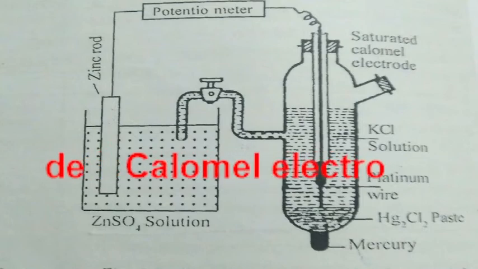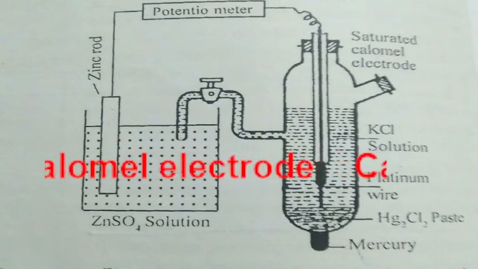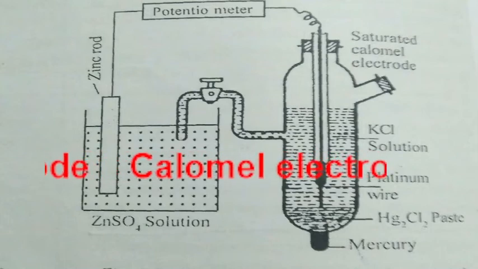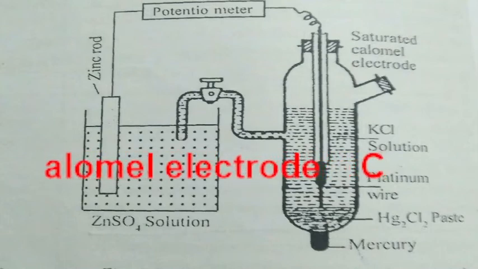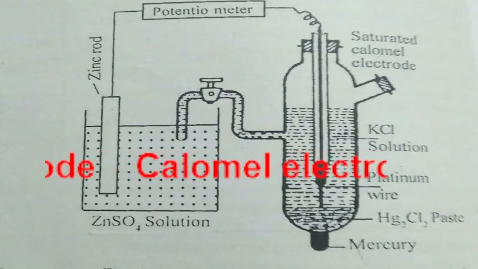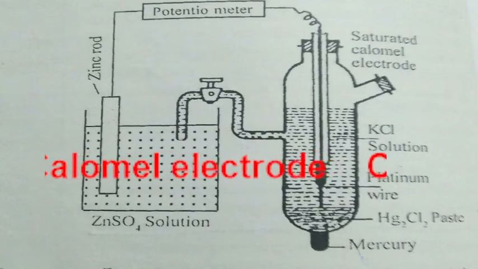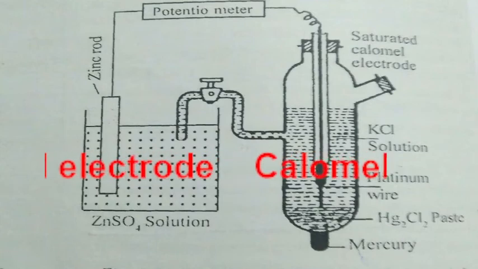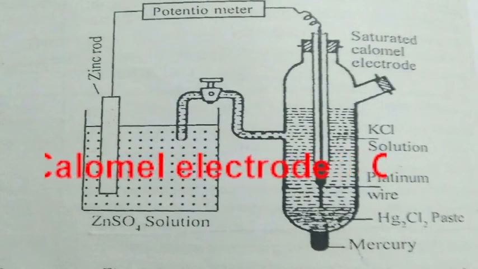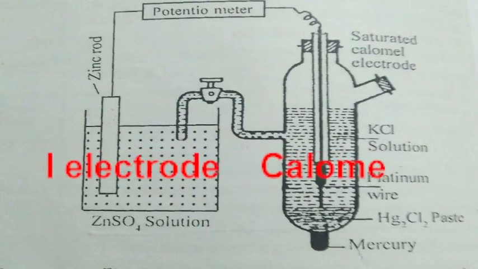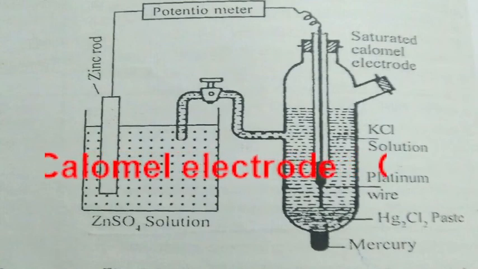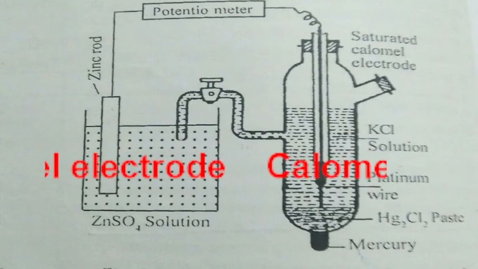And you are also able to predict whether it undergoes oxidation or reduction reaction. See, if it undergoes oxidation reaction, what happens? The consumption of mercury takes place, and mercurous chloride is formed. So from the size of mercurous chloride and mercury, we are able to predict whether it undergoes oxidation or reduction. If it undergoes reduction, what happens? The size of mercury goes on increasing, and the size of mercurous chloride decreases. Okay, so that's all about secondary reference electrode Calomel.